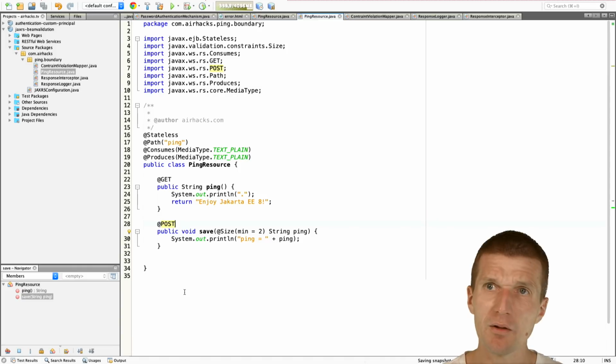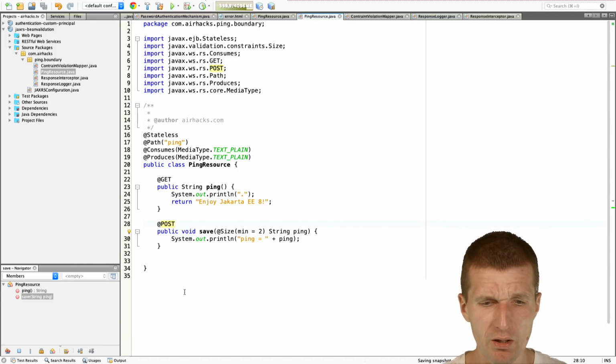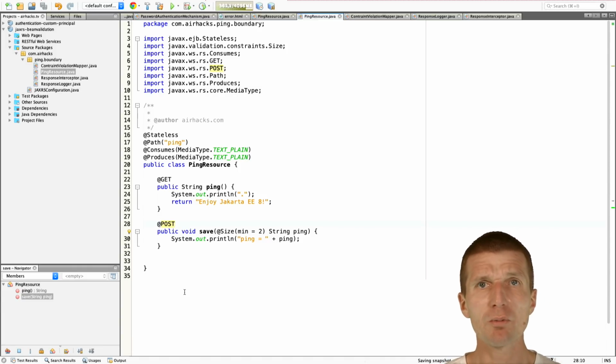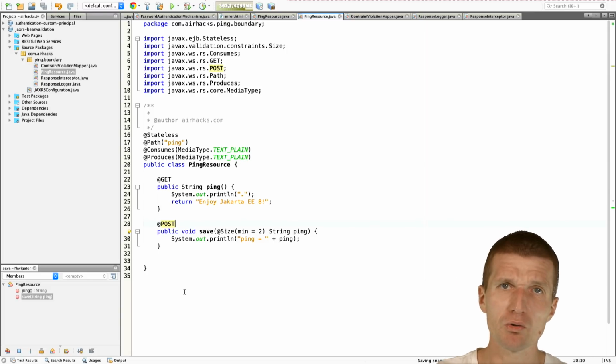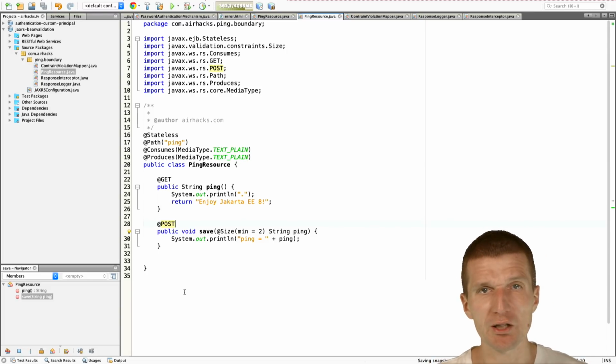Sometimes I think Payara 4 something had a problem that with stateless MicroProfile metrics didn't work, so I was forced to use request scope sometimes, but I prefer stateless.